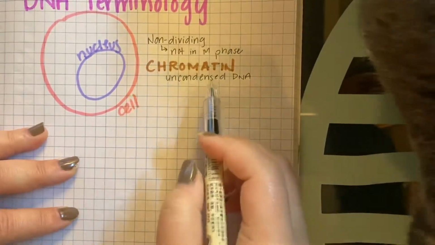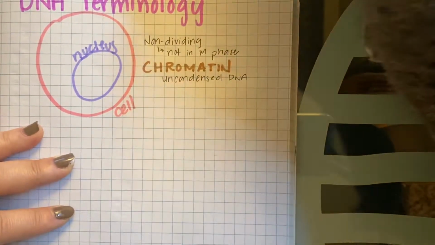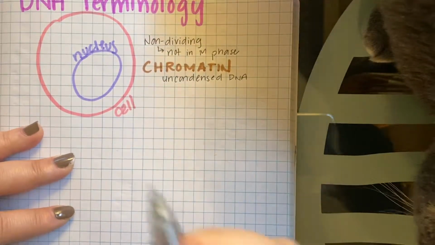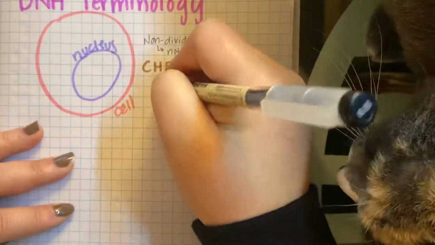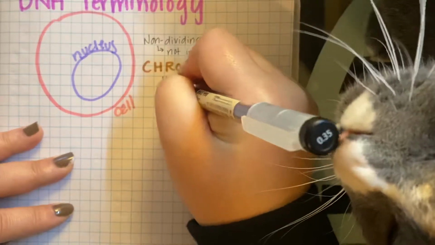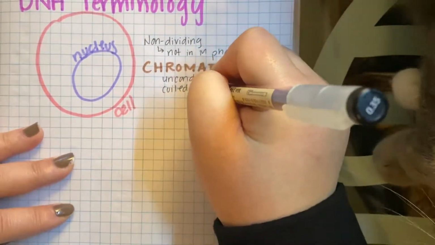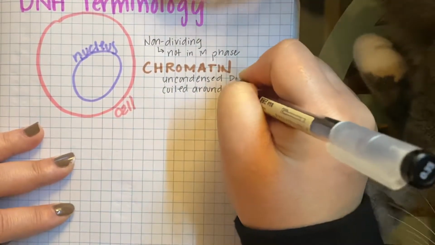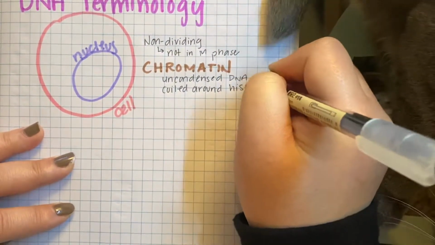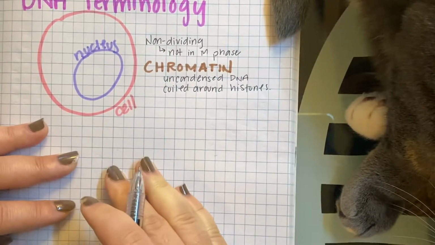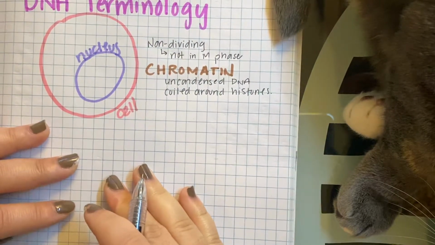So chromatin is uncondensed DNA, and it's slightly wrapped up or slightly coiled. And what it's coiled around, it's coiled around these proteins, and these proteins are called histones. I'm just going to leave the cat there and see how this goes.